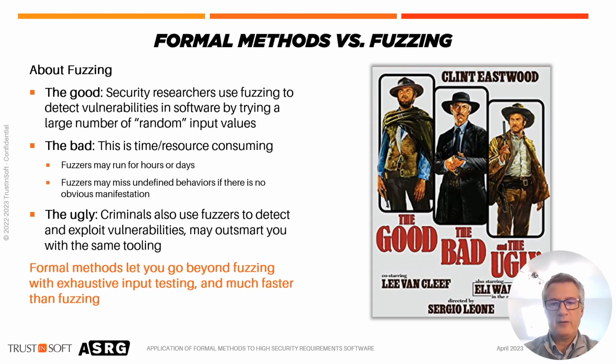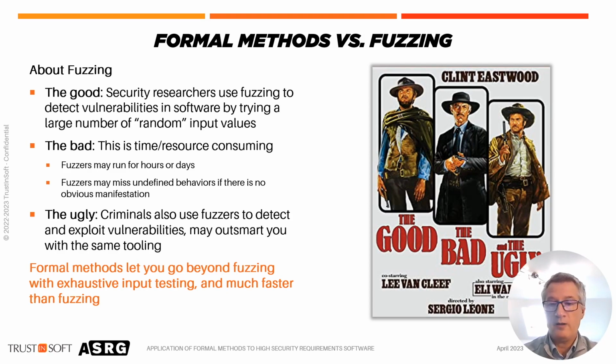So if you're already working on the security of your code, you might have already used technologies like fuzzing to detect vulnerabilities in your code. And you may wonder what's the difference between fuzzing, whose general principle is to try millions of inputs on your code, and this formal method. So let's first speak about fuzzing. In terms of security, already the good part is that security researchers use fuzzing to detect vulnerabilities in software by trying a large number of random or pseudo-random input values.